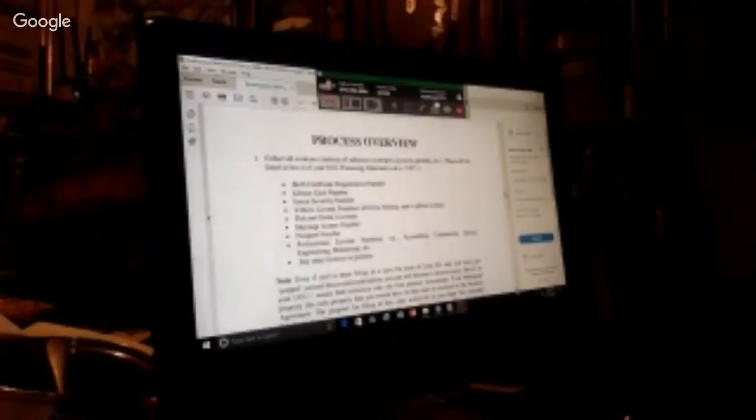So let's look at the process overview. Collect all indicia of adhesion, contracts, license, permits, etc. These will be listed in box 4 of your UCC financing statement, aka UCC-1. Your birth certificate registration number, also your bond number, your library card number, social security number, vehicle license number, your VIN number for your automobile, fish and game license, your marriage license number, your passport numbers, professional license number, accountant, contractor, doctor, engineer, ministerial, and any other license or permits is what you would add down in the collateral listing of the UCC-1 financing statement.